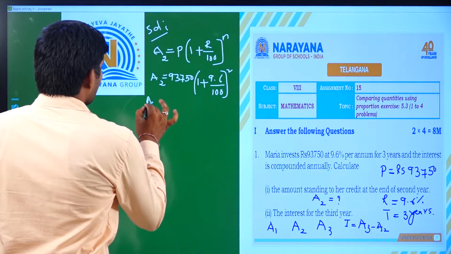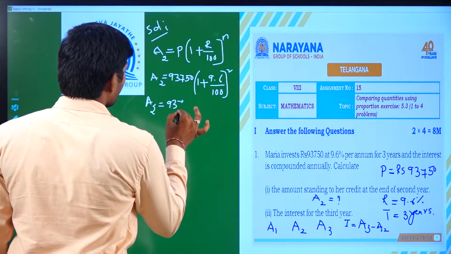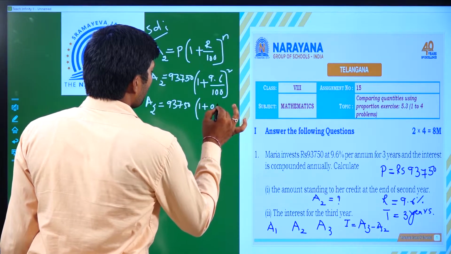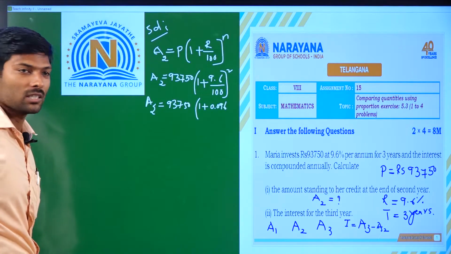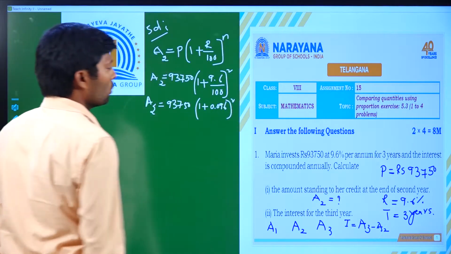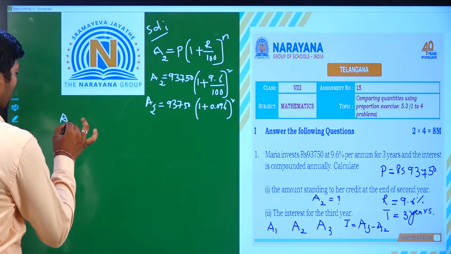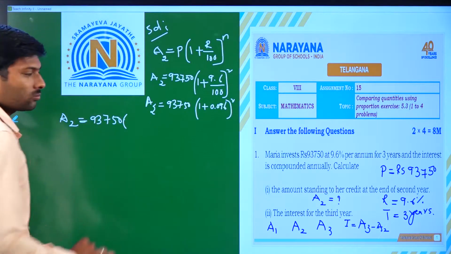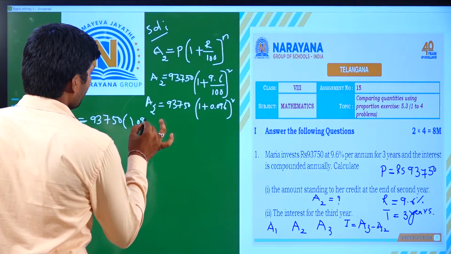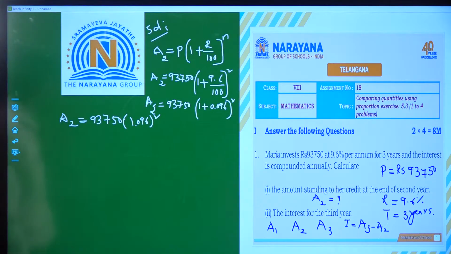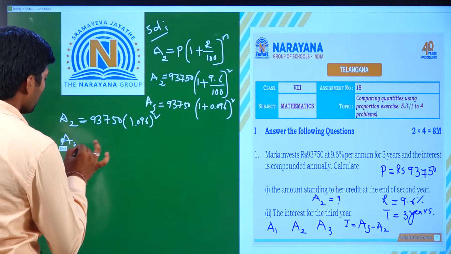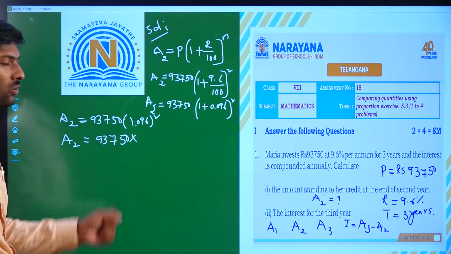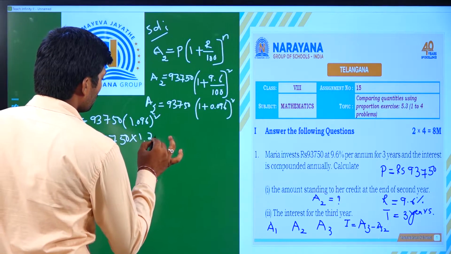Now rewrite this. This can be written as 1 plus 0.096 whole square. So A2 is equal to 93,750 into 1.096 whole square. This can be taken as 93,750 into the square of 1.096, which is 1.2012.